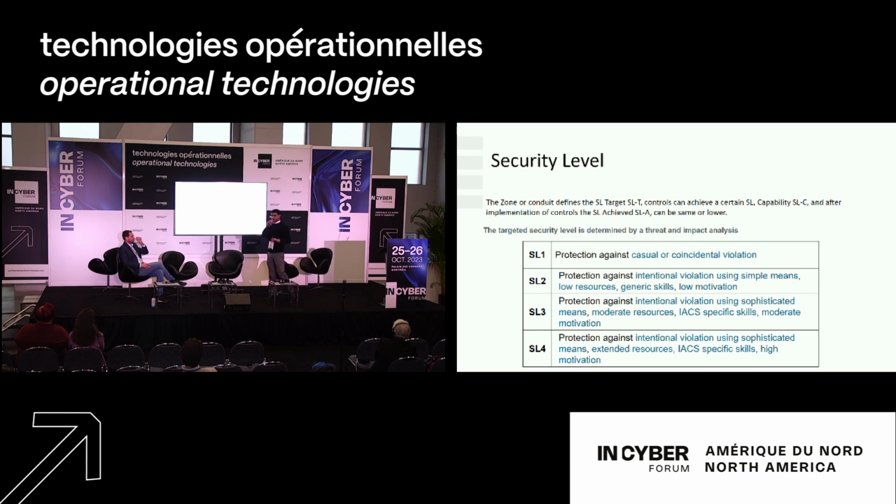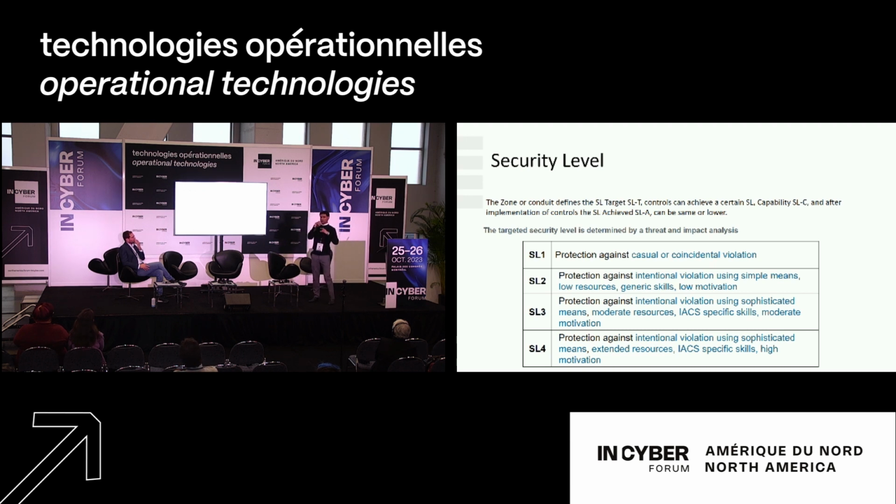For example, you have an asset which is not so critical. You don't want to spend millions of dollars protecting that asset. So you do a safety analysis. Based on that analysis, you classify your security level and give this ranking. So SL1, as the standard defines, is protection from casual or coincidental violation or attack or incident. SL2 is protection against intentional violation using simple means, low resources, or low motivation.